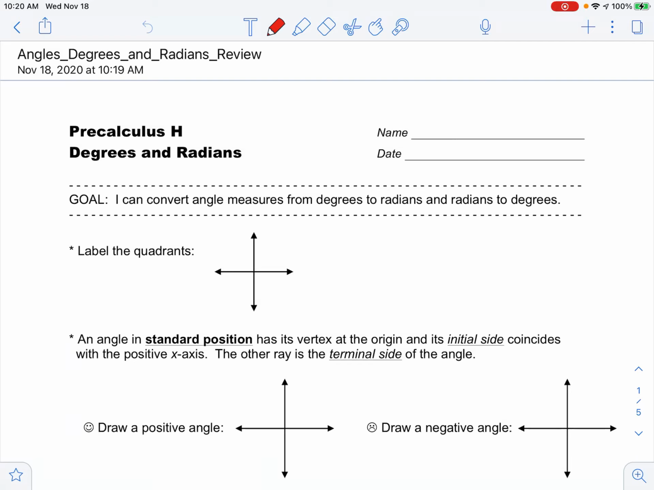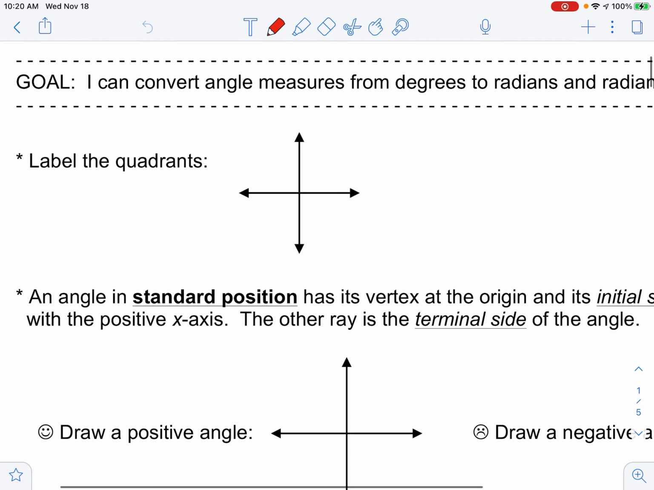If you wanted to watch this video instead of just glancing at the notes on your own, feel free to do so. But I just wanted to make sure you were good with some terminology from last year. First and foremost, you're asked on this note sheet to label the quadrants, and if you remember, they go in the direction of a capital C. I guess it could be lowercase too. But we call this quadrant 1, quadrant 2, quadrant 3, and then we have quadrant 4 over here.